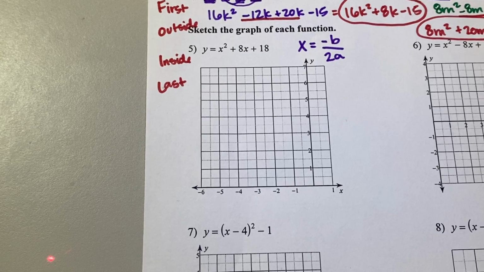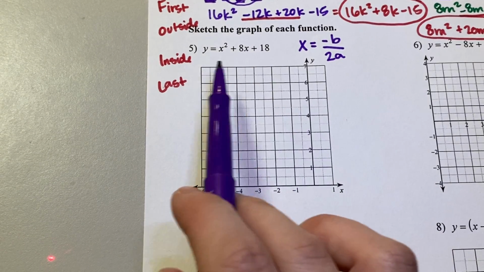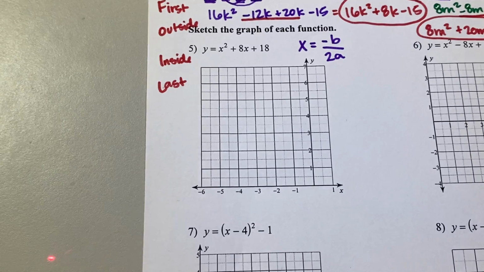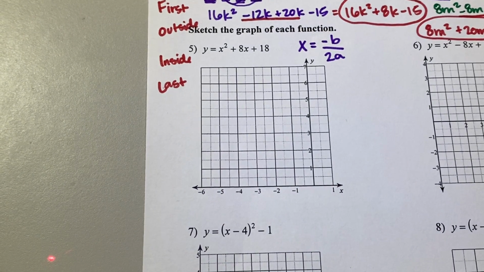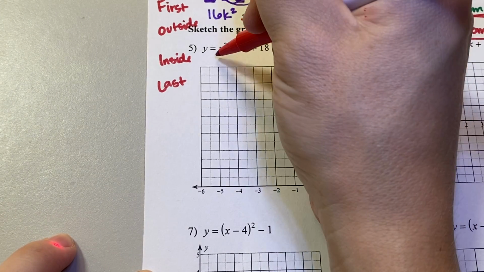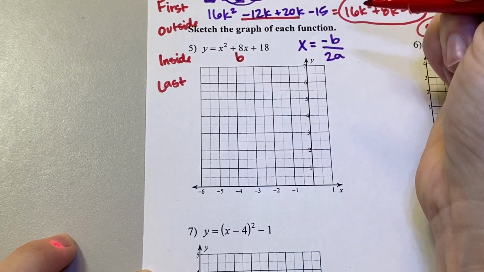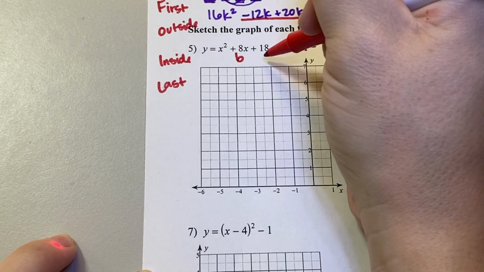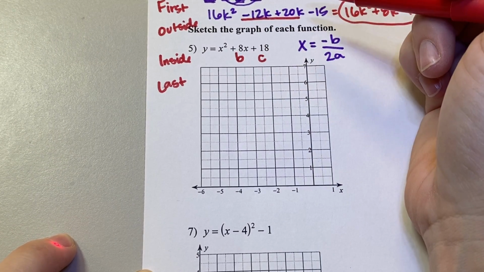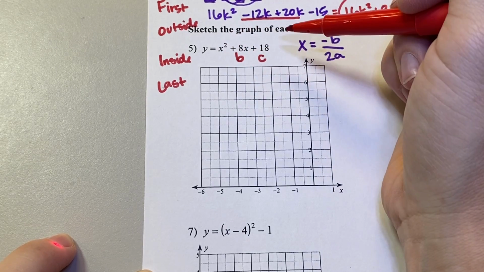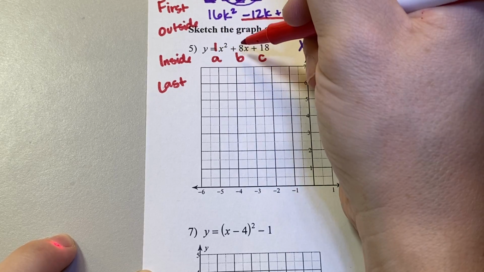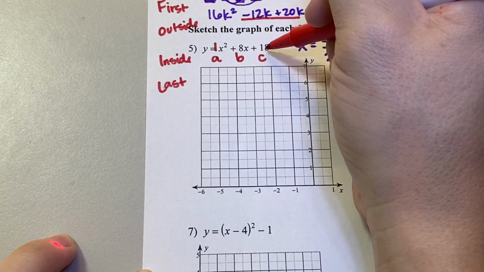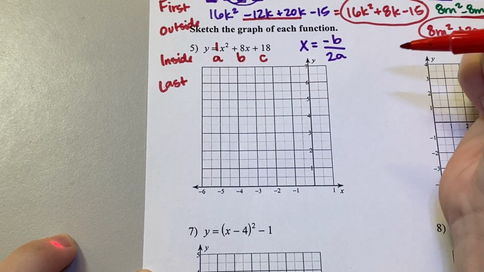Okay, so somebody help me out. First things first, identify A, B, and C. That's going to help us. Look at our quadratic equation here. Who knows A, B, and C looking at that? Kaylee? Wouldn't A be x squared, B is 8x, and then C is plus 18? Love it. I agree with you. What's in front of the x squared? 1x squared. Okay, so our A is 1, our B is 8, our C is 18.